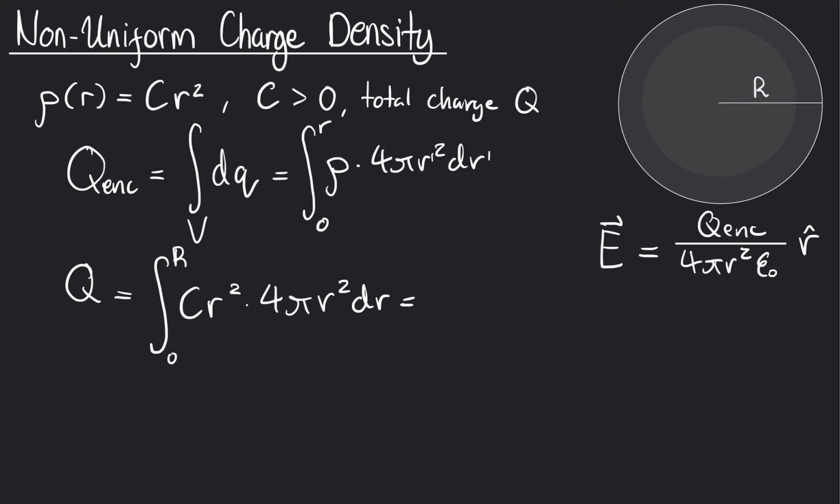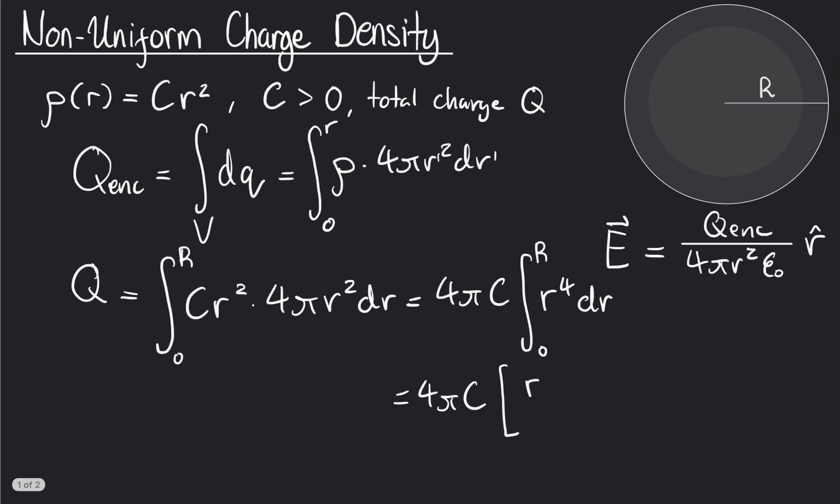Great, we can simplify this a little bit more, so let's pull out some of the constants. In this case, we have 4 pi c times the integral from 0 to R of r to the 4th dr. So this is the integral that we're solving, so let's actually do it. So here we're going to have 4 pi c. We're going to evaluate r to the 4th, so in this case we use the power rule, we get r to the 5th over 5, from 0 to R, and if we evaluate this, we're going to get 4 pi c over 5 times big R to the 5th.